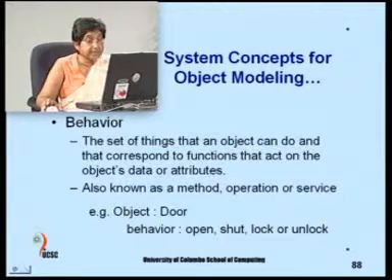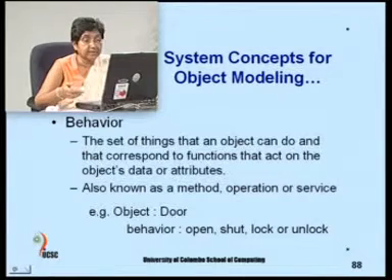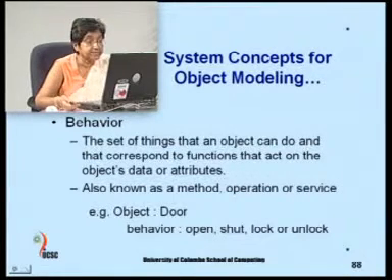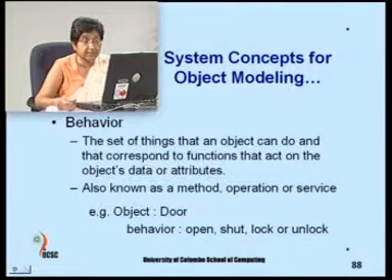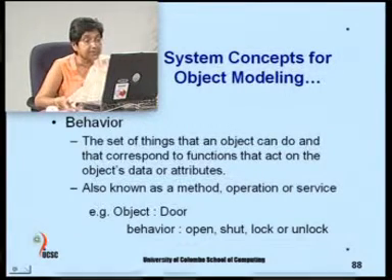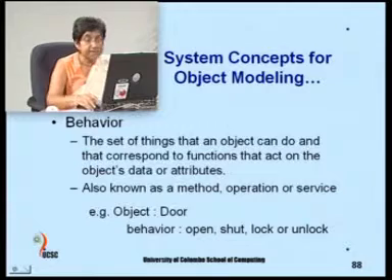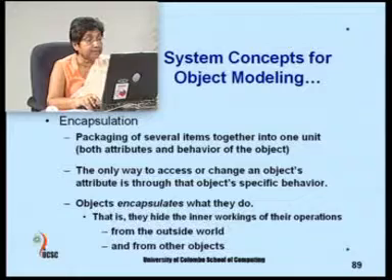For example, if you take the object door, the object name is door. The behavior, or the methods, operations or services that you can perform on this object called door: you may open the door, you may shut the door, or you may lock or unlock the door. So, those are various things that you can do. You call them methods, functions, operations or services, and these do various things to the object's data or attributes.